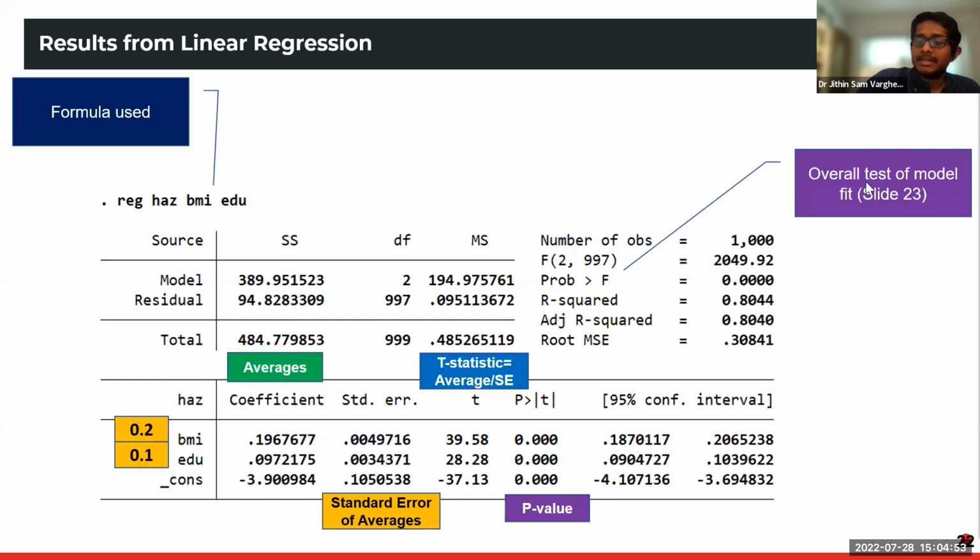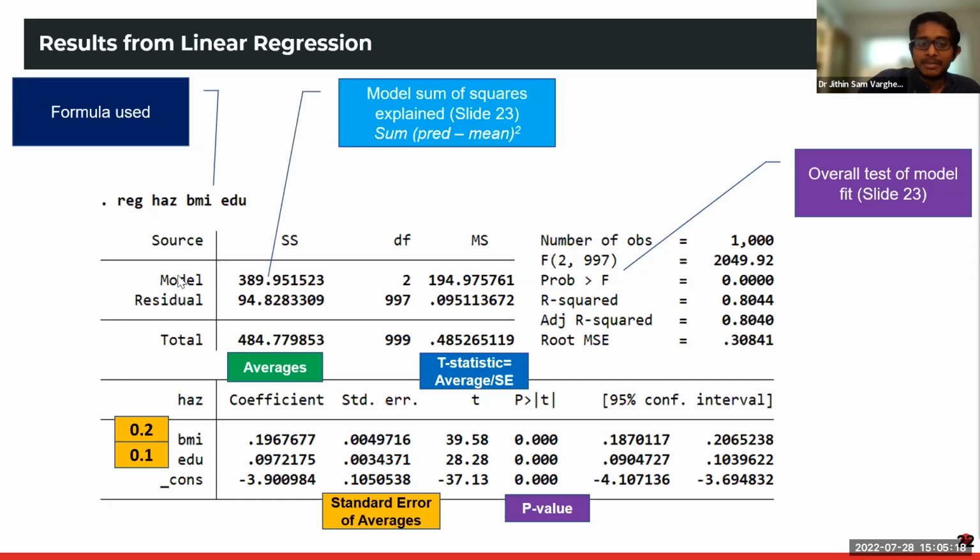For example, here we have something called the F statistic. That is F(2, 997) equal to 2049.92. I will be describing what this is in one of the later slides. And we see that the probability that the F statistic is greater than the cutoff is 0.000. This is a p-value, and I will be explaining this in the next slides.